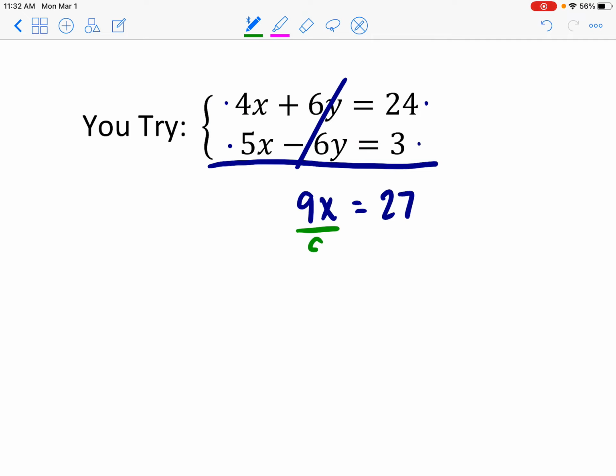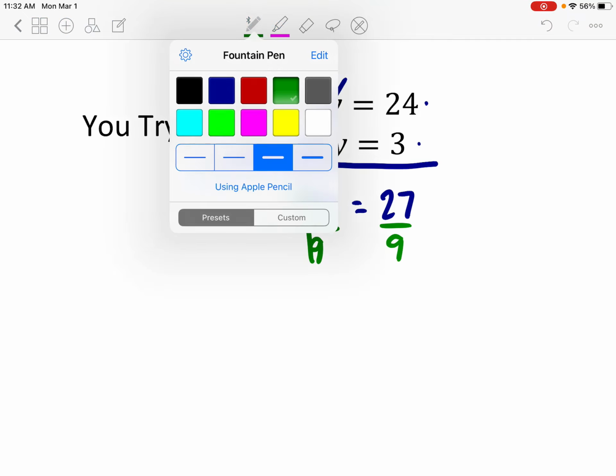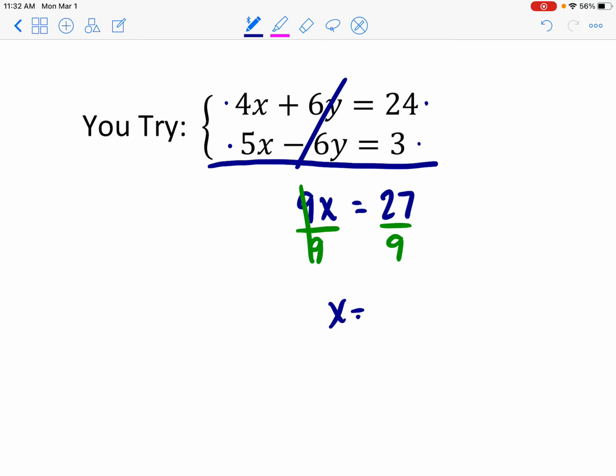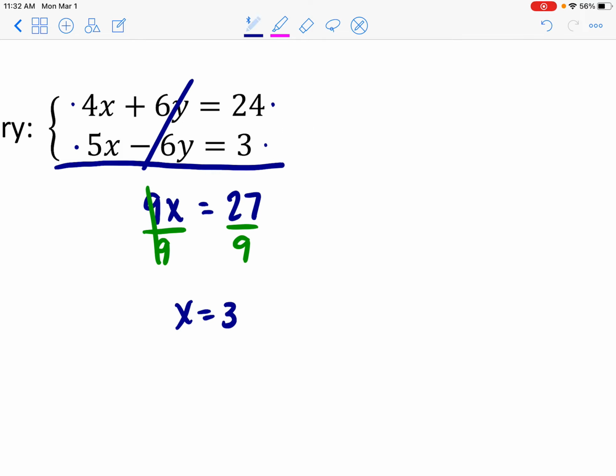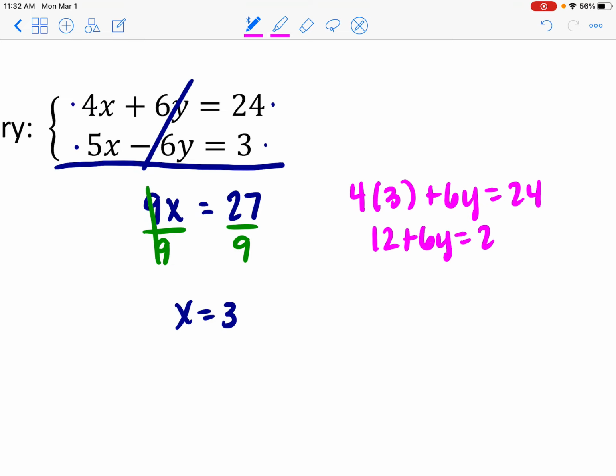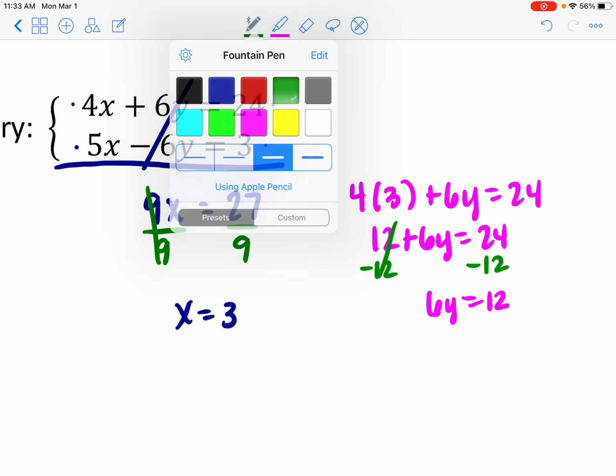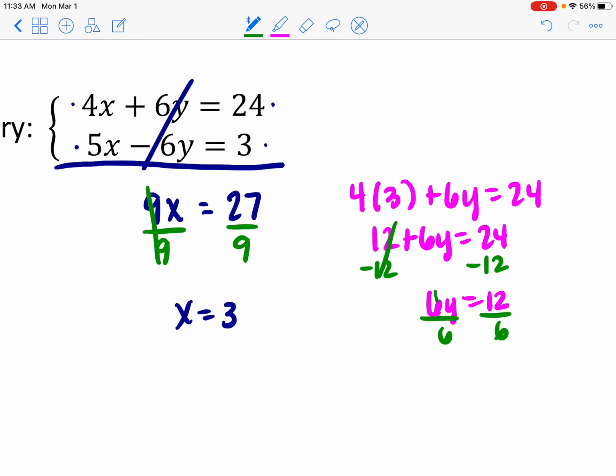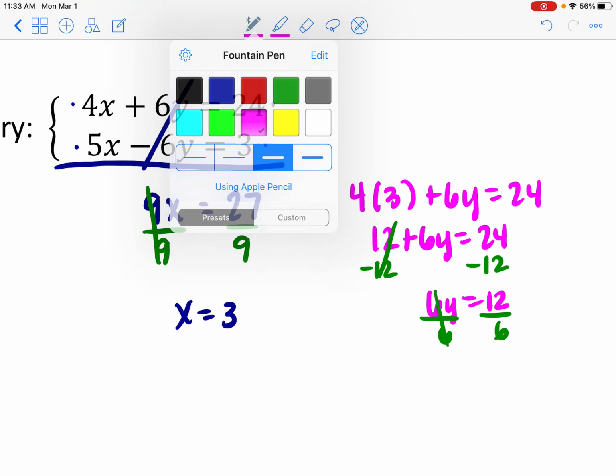And then dividing by 9 here is going to give me the first part of my solution. I can see x has to equal 3. So now if I plug that in, again, I'm just going to choose to plug into my first equation. 4 times x, which is 3, plus 6y has to equal 24. So 12 plus 6y has to equal 24. If I subtract that 12 over, then 6y has to equal 12. And dividing by 6, I can see y has to equal 2.